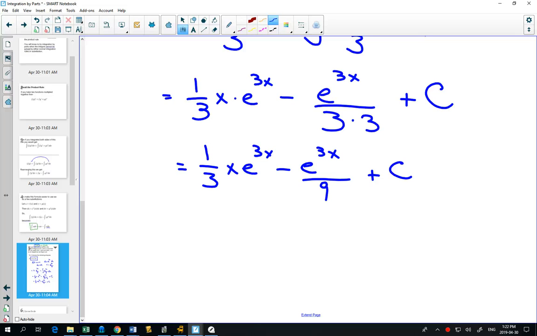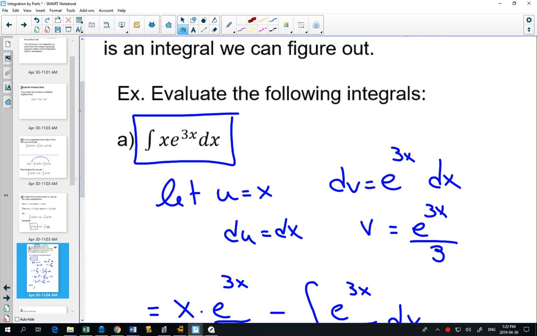Just for fun, check. Let's say this is equal to y. Check by finding the derivative. If we are right, our derivative should match what's inside of this originally. Because if we integrated and got an answer, we should be able to do the derivative and get back to where we started from.